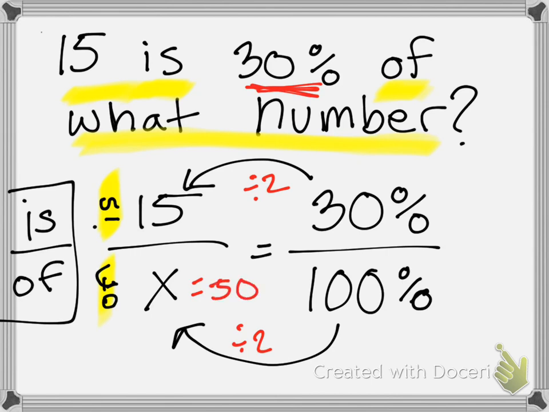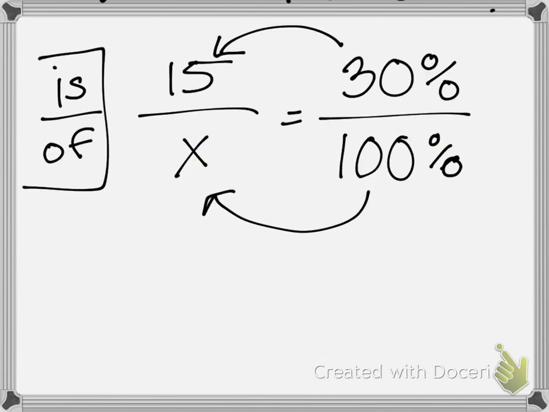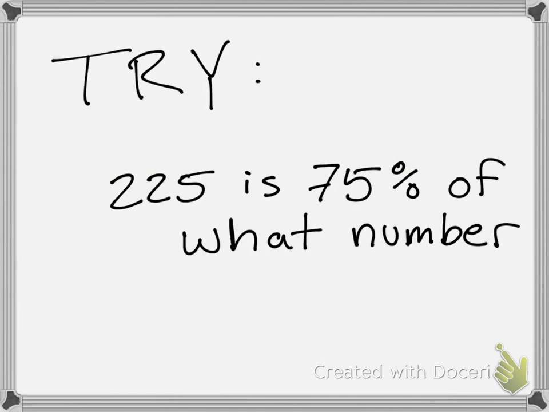50. So, who can say the sentence? 15 is 30% of 50. Yes, 15 is 30% of 50. So this is how we do it.